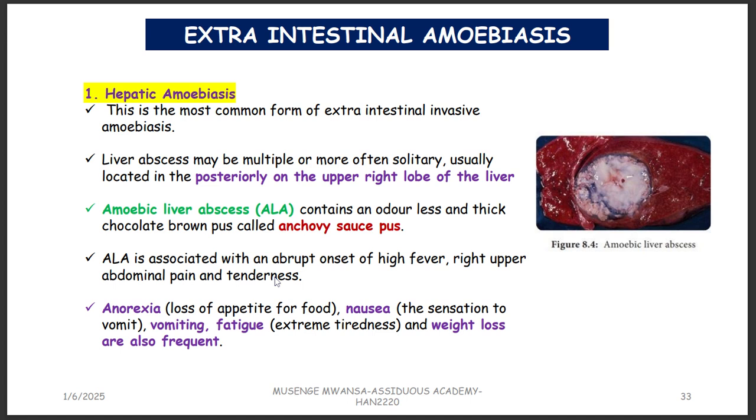There's going to be pain in the abdomen. And then if someone has got hepatic amoebiasis, there's also going to be anorexia. They don't have appetite, loss of appetite. There's also nausea, vomiting, fatigue. There's also weight loss. Weight loss is making sense because the person doesn't have appetite. You need to know these symptoms.